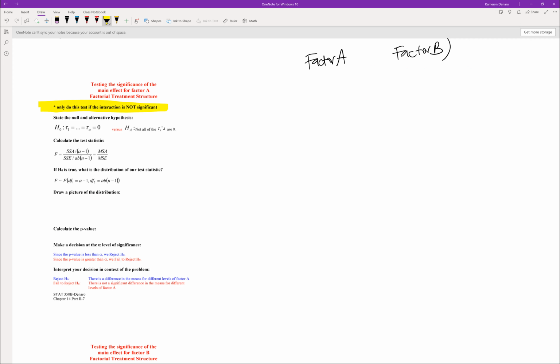All right, how do we do this? Well, we ask ourselves, are all the effects of factor A equal to 0, the tau 1 to tau A? Or the alternative, not all the tau i's are equal to 0. We're going to calculate our test statistic using the mean square for factor A, dividing that by the mean squared error. You're going to compare this to an F distribution. And once again, the F distribution is skewed to the right, peaks at 1.